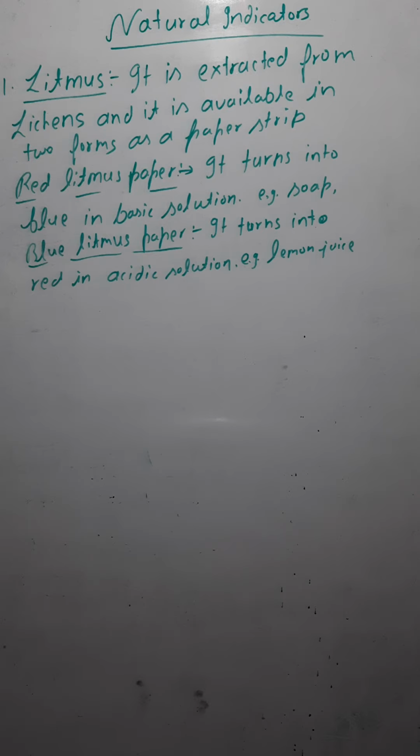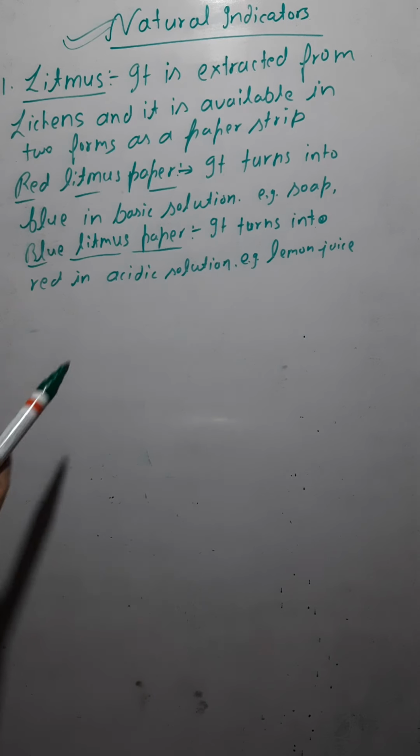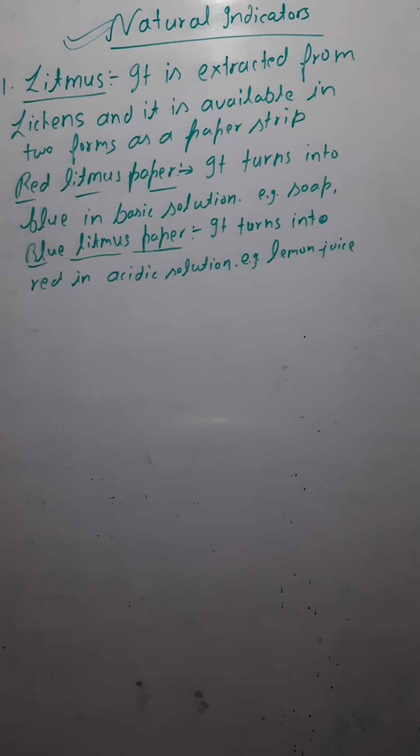So here we were discussing the indicators, okay? We are using indicators to find out whether a given substance is acid or base. I have told you the first. Now we are discussing natural indicators, which are found in nature. Such indicators are natural indicators.